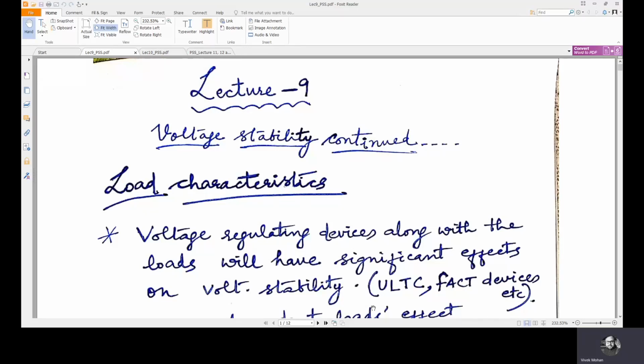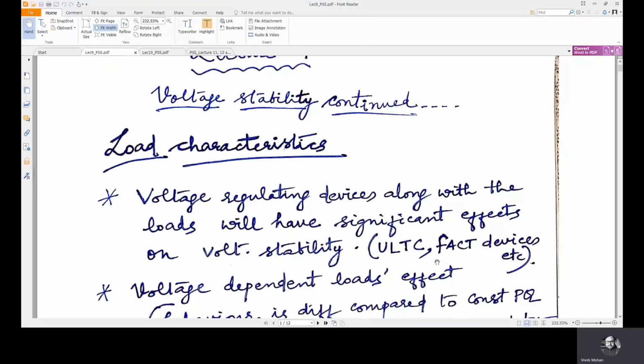So these things were analyzed based on the capability regime of the synchronous generator in a plot where P versus Q was drawn. Now, in this lecture, we are going to see the effect of load characteristics on voltage stability. The voltage regulating devices along with the loads will have a significant effect on voltage stability.